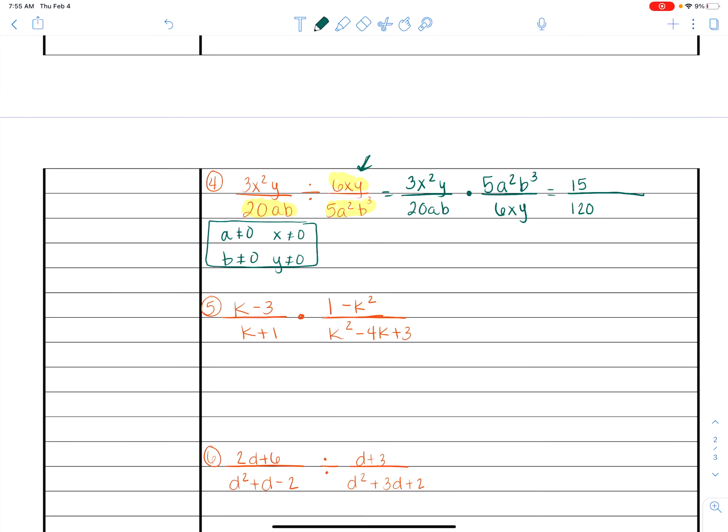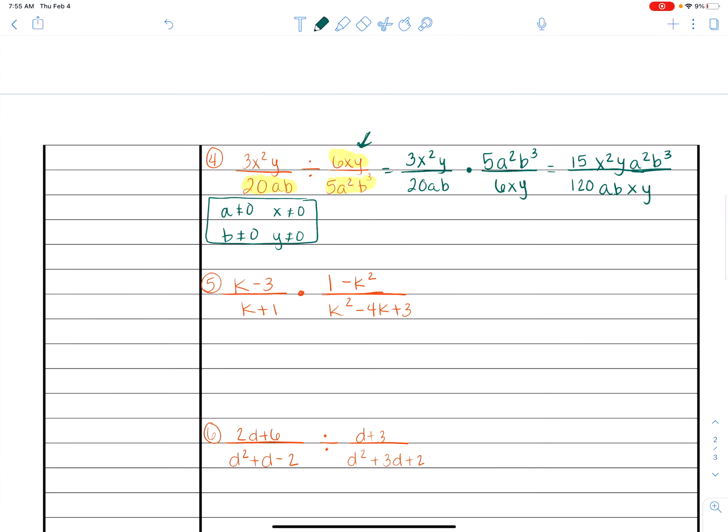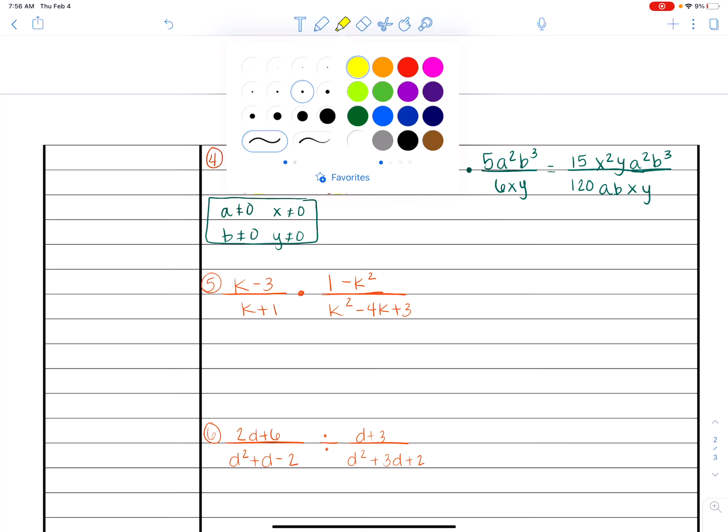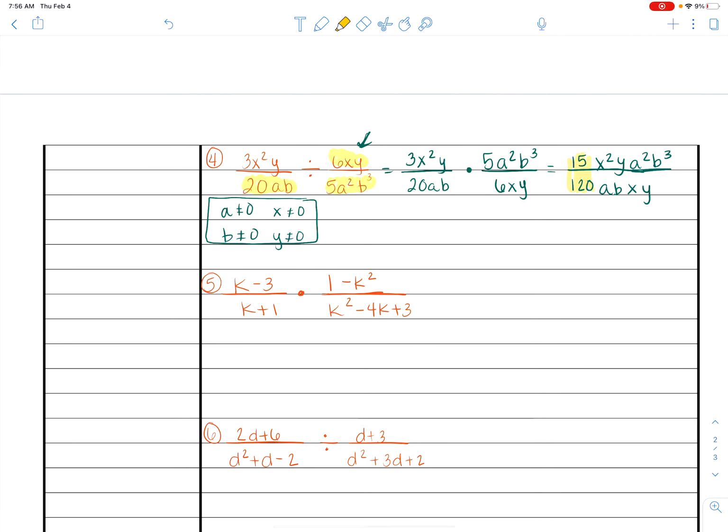All right, x squared, y, a squared, b cubed. And then I have a, b, x, y. Okay, the first thing we're going to do is simplify 15 and 120. So 15 goes into 120, I think it's 8 times. Yeah. So if I simplify this, I get 1/8.